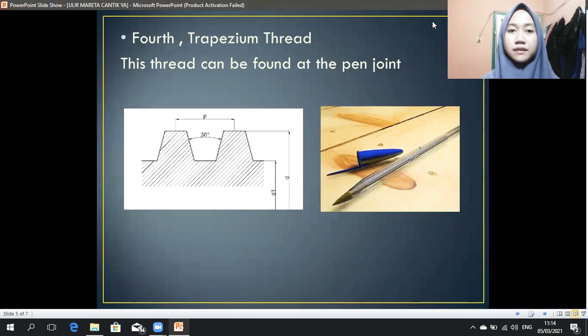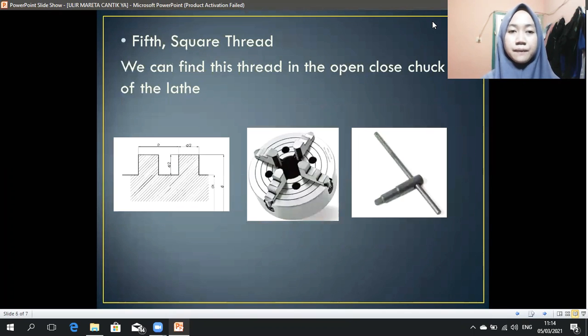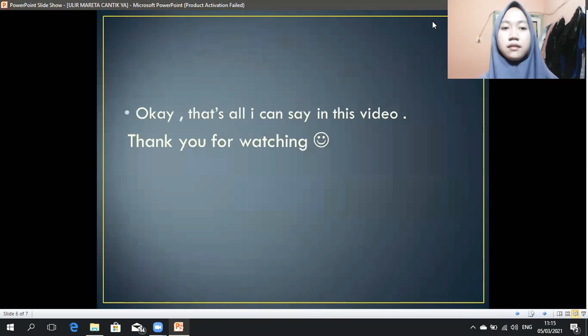Fourth, trapezium thread. This thread can be found at the fan joint. Fifth, square thread. We can find this thread in the often closed chuck of the lid.